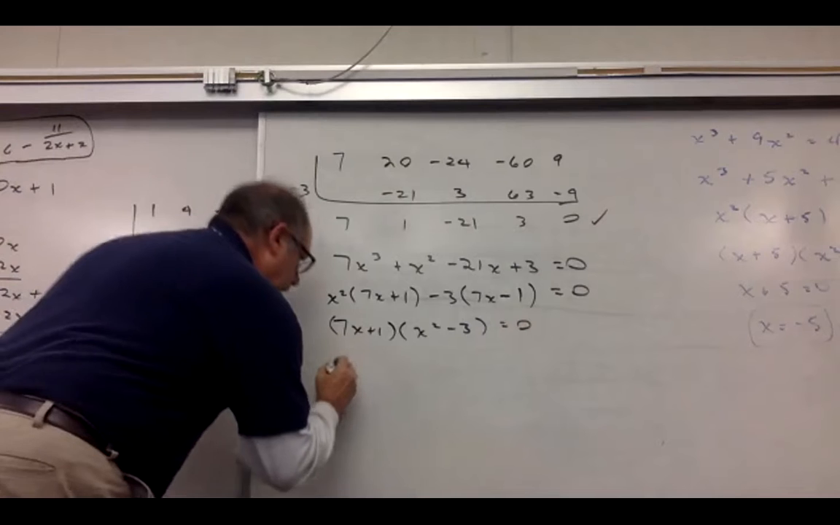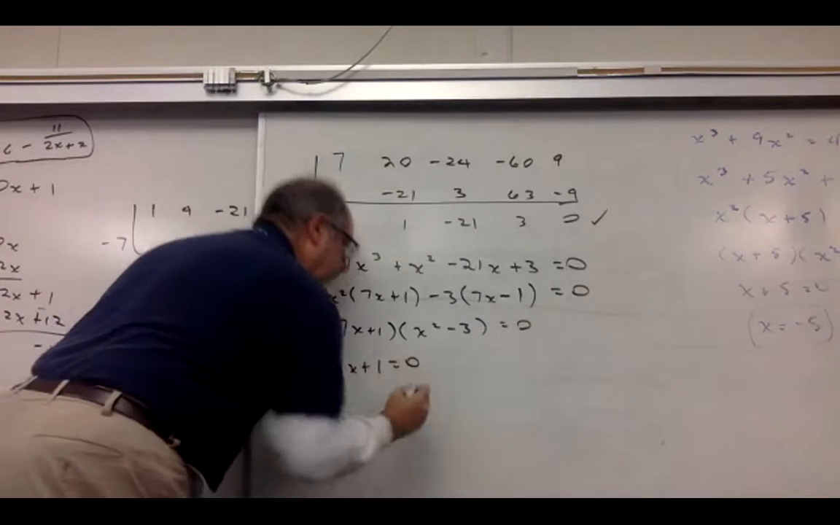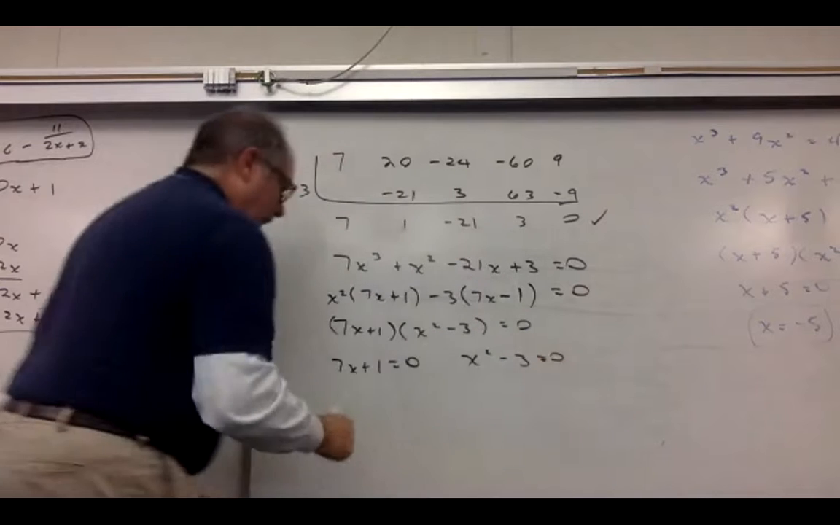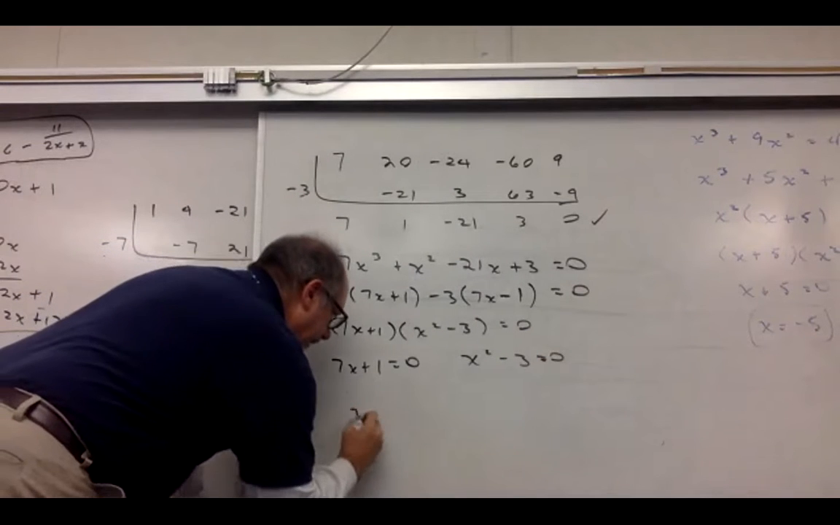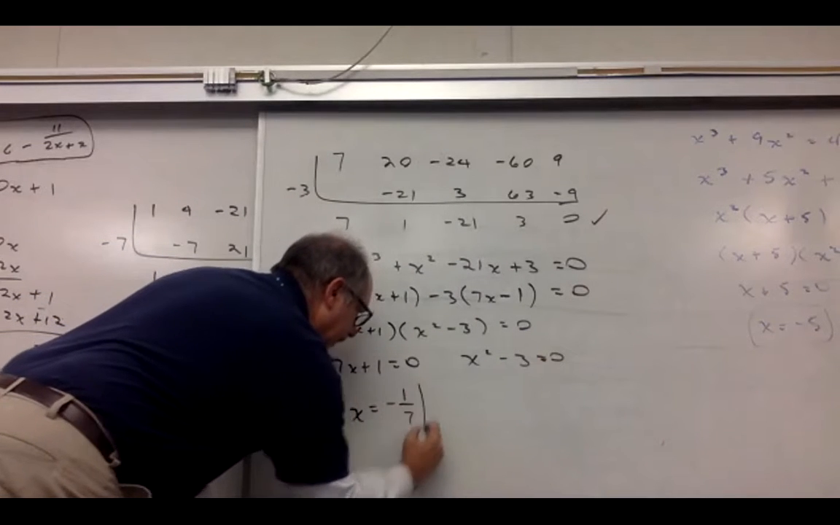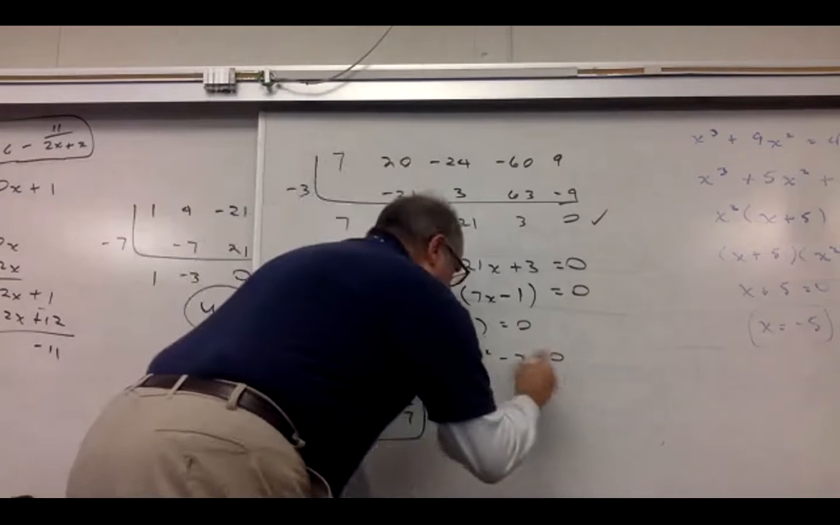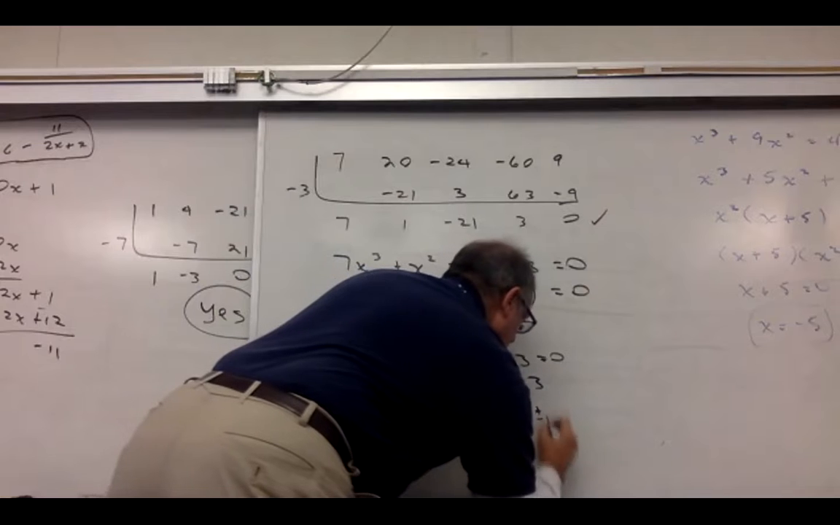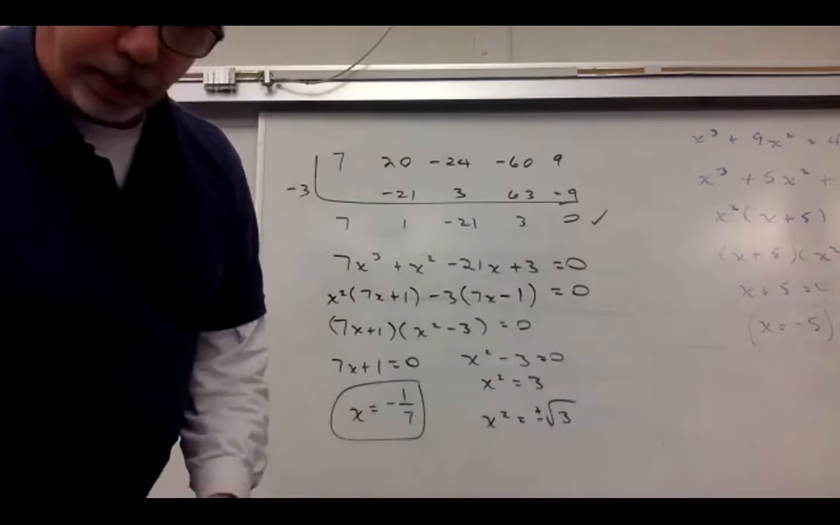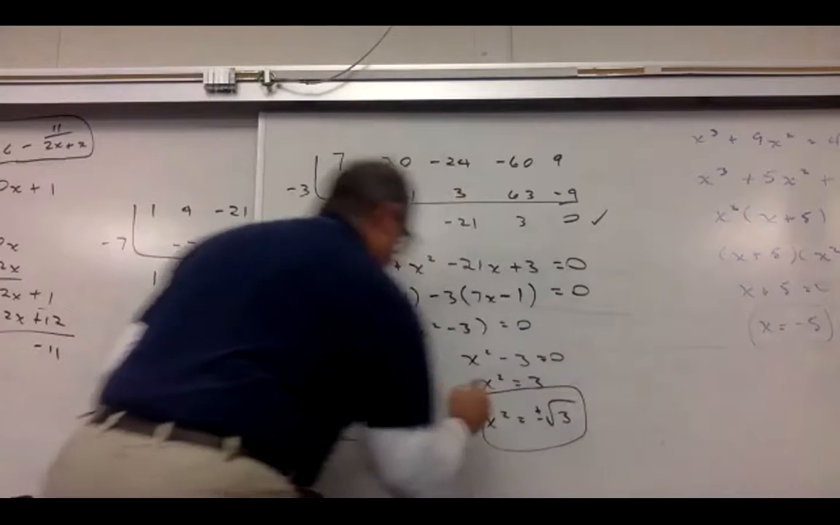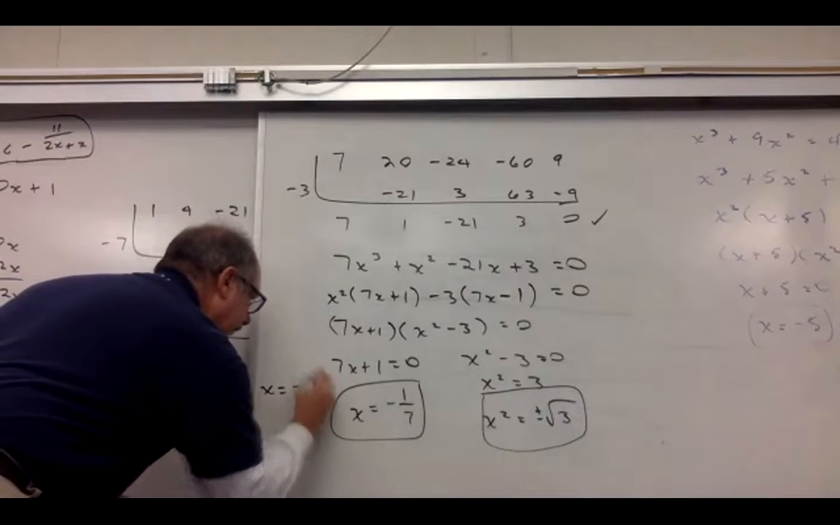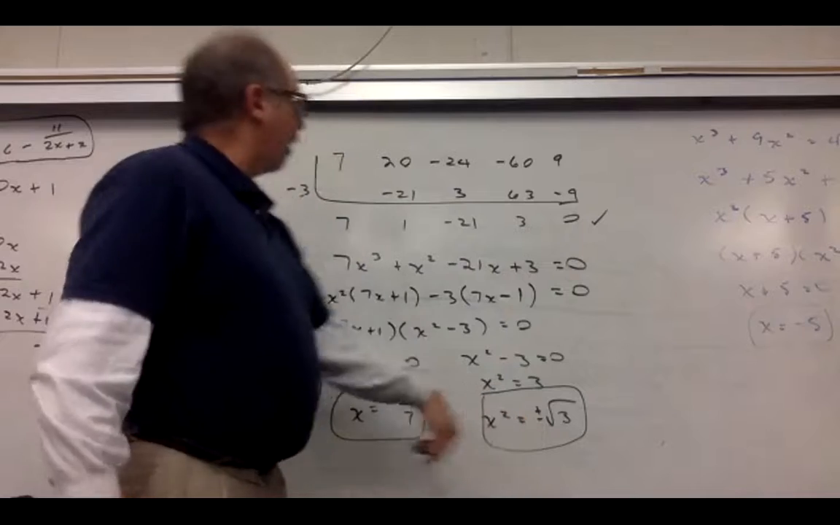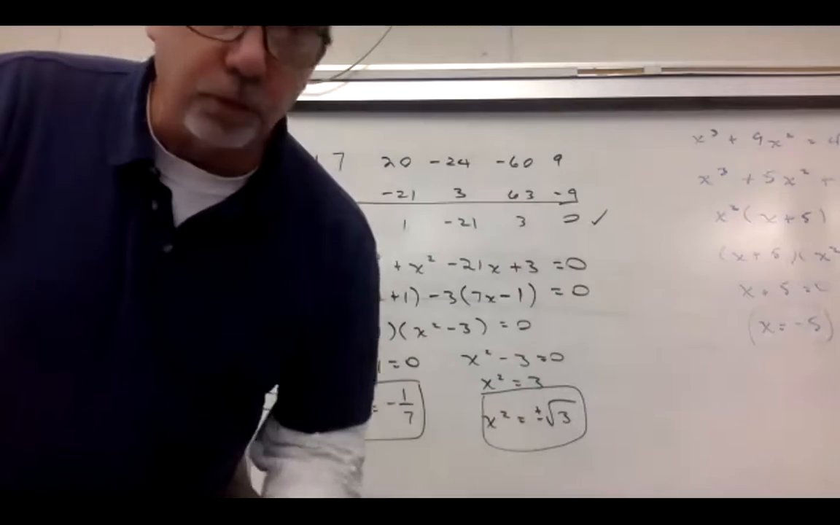And then now 7x plus 1 is equal to 0, or x squared minus 3 is equal to 0. Subtract the 1, divide by 7, and you get x is equal to -1/7. There. Take the 3 over and square root it. And those are your answers there. Okay? And along with my x is equal to -3 earlier, that gives me 4 roots. 1, 2, 3, 4, which I needed because the original function was degree 4.